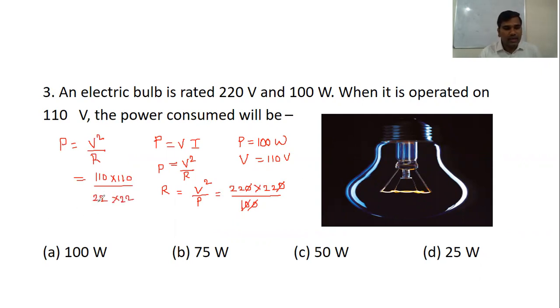Now this can be written as 22 ones are 22, 22 fives are 110. We can multiply 5 into 5, which is equal to 25 watts. So the power consumed will be 25 watts. So this is the right option.